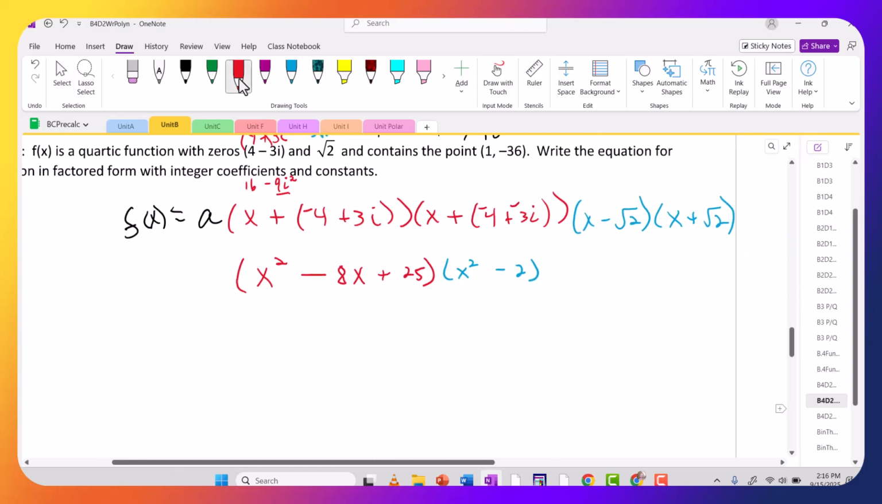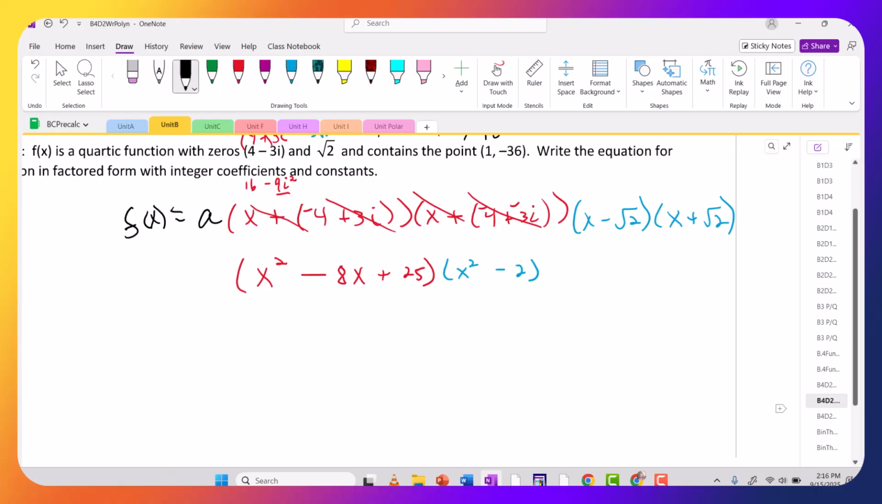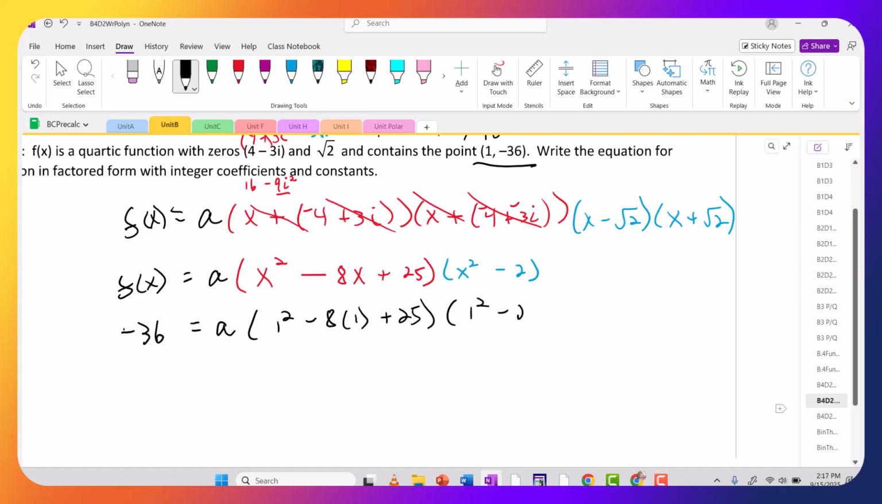So we're really trying to get you to understand that we don't want to get into a foiling situation on that one up there. We really want to know that minus sum plus product thing. So I want to make sure I did the product right before I continue. I think I'm all right. And now we can go ahead and substitute. Oh, 0.1 comma negative 36. This is negative 36. This is 1. So 1 squared minus 8 times 1 plus 25. And then this is 1 squared minus 2.